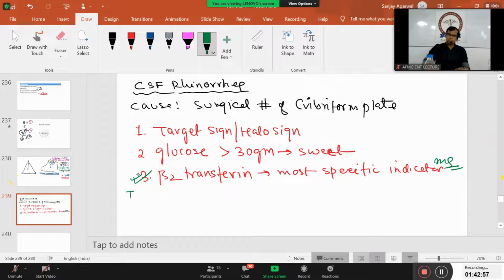But investigation of choice is something else. What is the investigation of choice? Either high resolution CT scan or MR cisternography. Both are correct answers. CT scan is a better answer. This is a better answer.